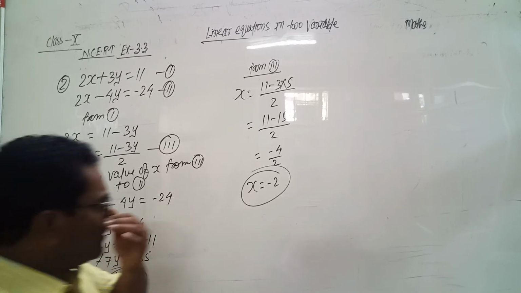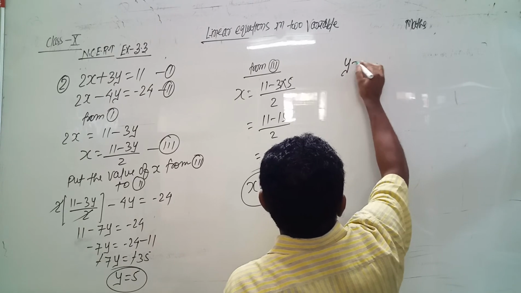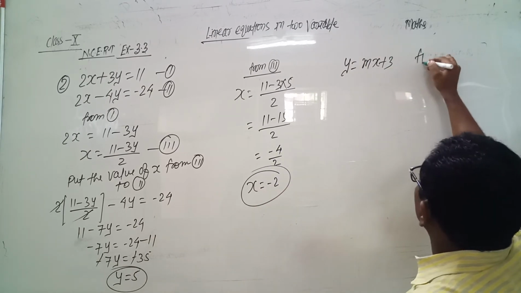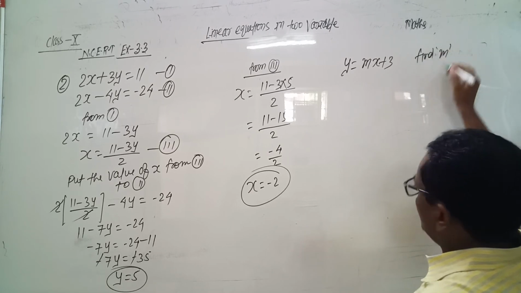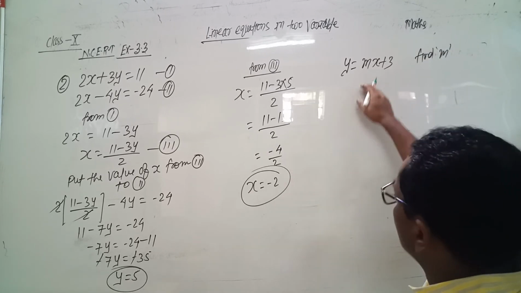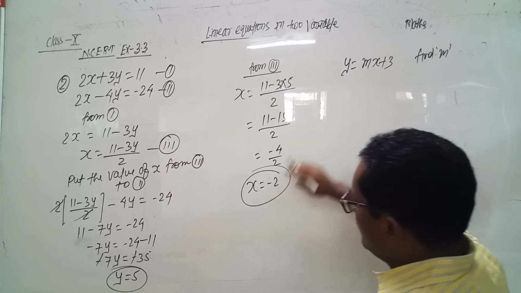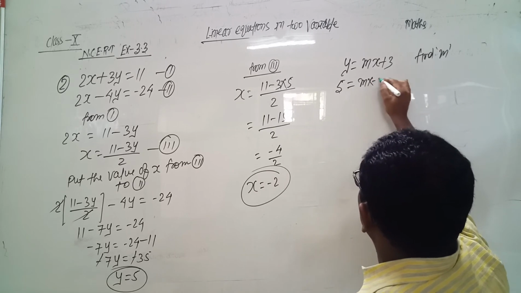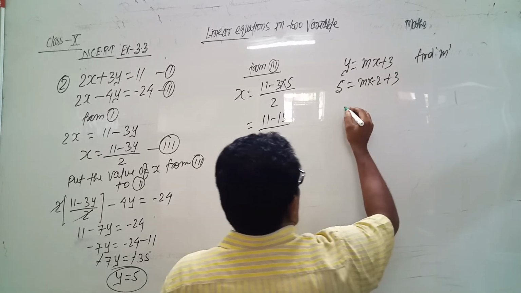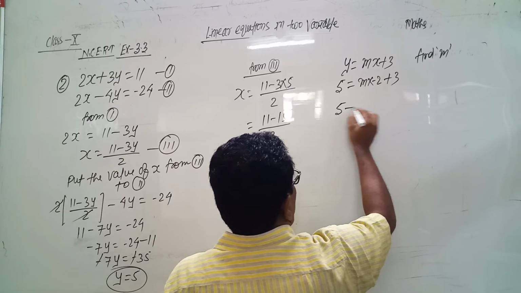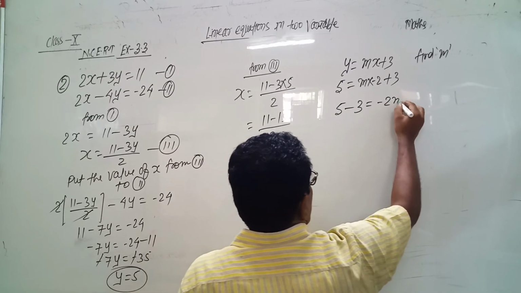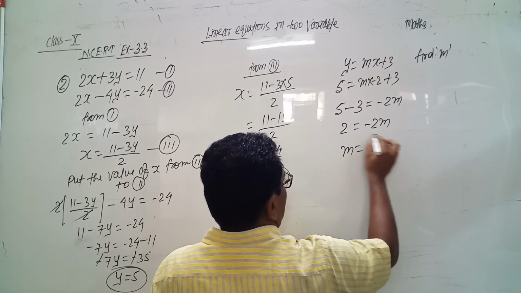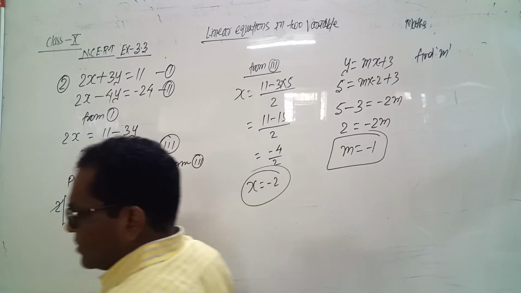We are given y equals mx plus 3, and we have to find the value of m. So put the value of x and y in this equation. The value of y is 5, m into the value of x, we get minus 2, plus 3. So 5, 3 will go to the left side, becomes negative, equals minus 2m. So 2 equals minus 2m and m equals minus 1. So this is the value of m.